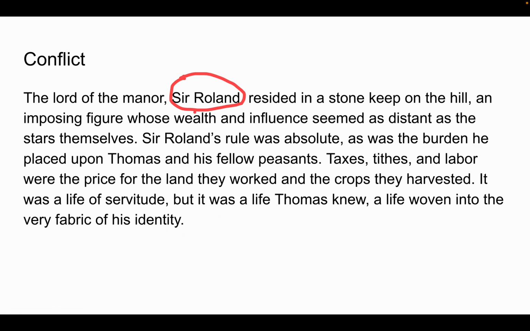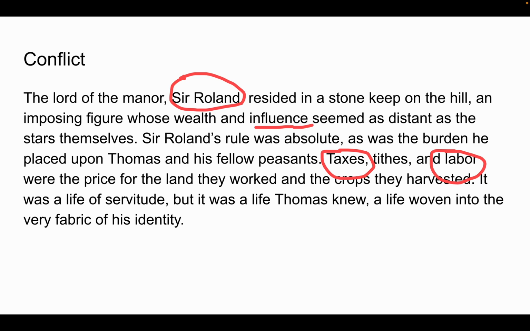So, yeah, that's good. Here we have Sir Roland, and we looked at how society affects us as well. We're looking at things that people do to us. Sir Roland has taxes, and makes him do a lot of labor on the land for free. And it says here his influence and wealth seemed as distant as the stars themselves. So he's this figure in charge, and there's really nothing Thomas can do. He's just stuck in his role as a peasant.